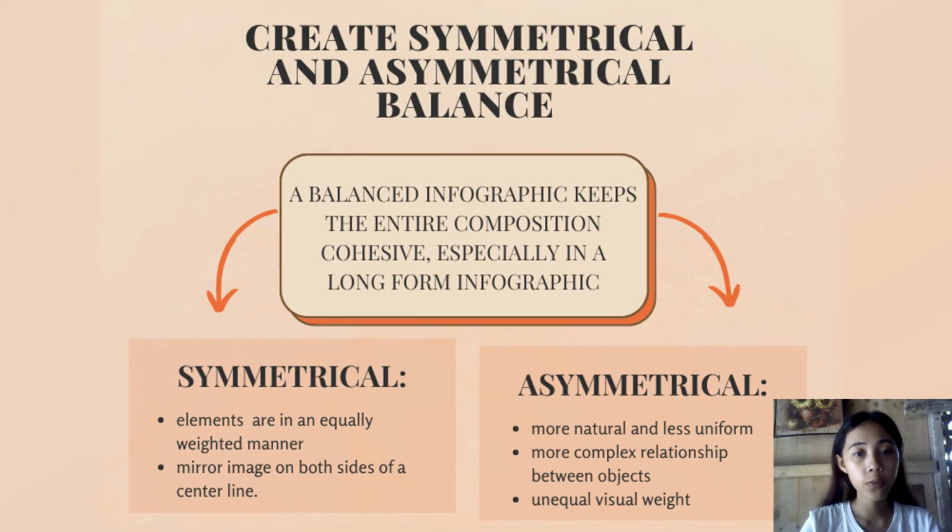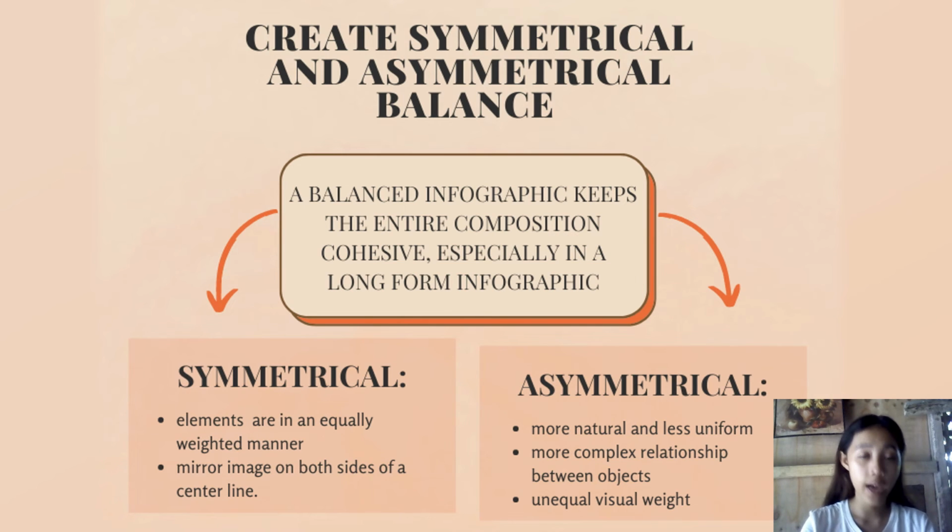Now let's go to another element of photography in infographics, which is the creation of symmetrical and asymmetrical balance. So first, what is symmetrical? It is made up of exactly similar parts facing each other or around an axis. And in balance, it occurs when two identical sides of a design share a central point of axis.